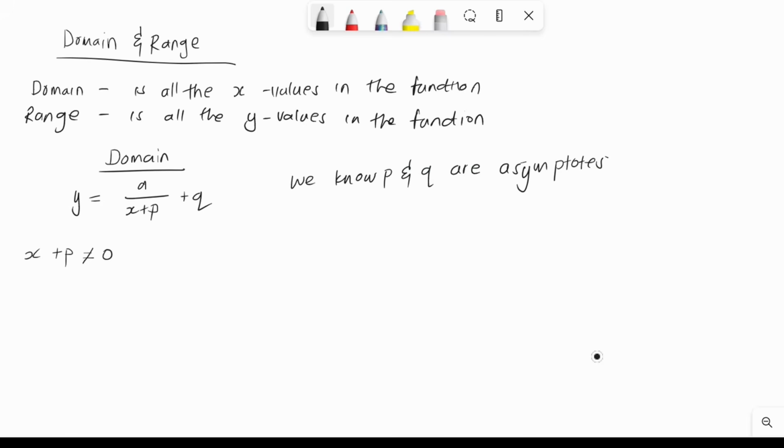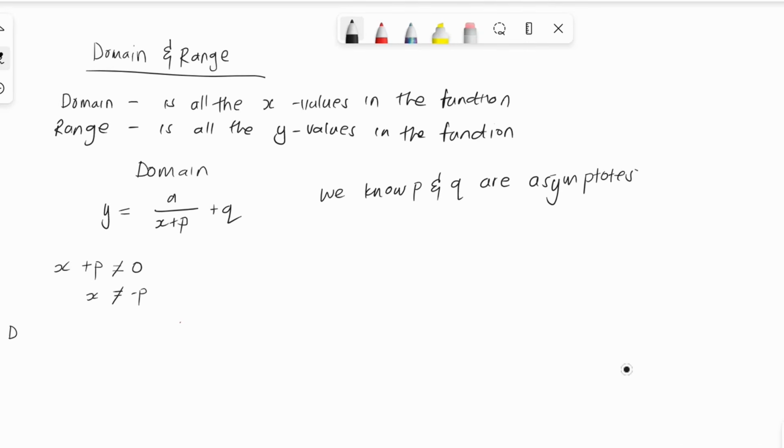So you're going to say x plus p is not equal to 0, then you're going to solve for x, making x the subject of the formula. So x is not equal to -p, or whatever the respective value is in our function. For the domain, you're going to say x is an element of real numbers, meaning x exists everywhere, but it does not exist at whatever the p value is. So x should not be equal to -p in our case of the general formula.